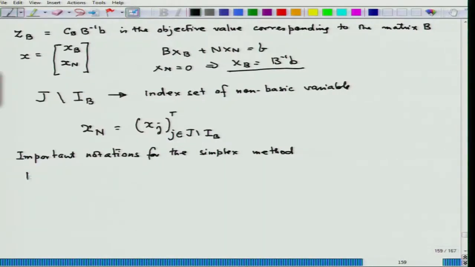First notation is b bar. Okay, this is the transformed right hand side, or x b. Basically b bar is x b, because you are operating B inverse on b. This is the b bar of the BFS. It is also called the transformed right hand side.